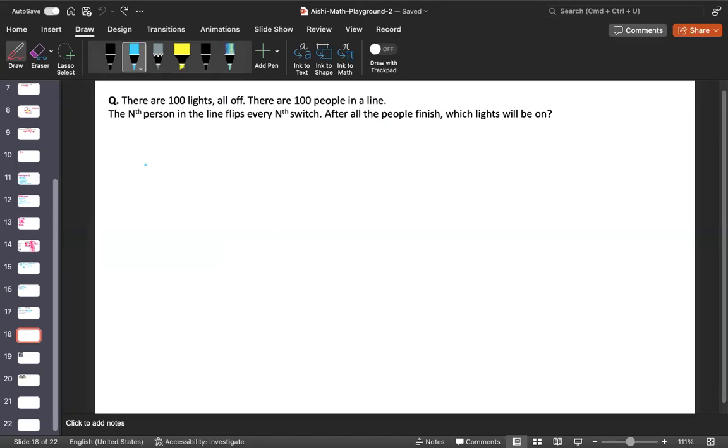So this is like a factor question. Like the second person, let's say the n is 2. So the second person in line will flip every second switch. So we're going to try to find a pattern here.